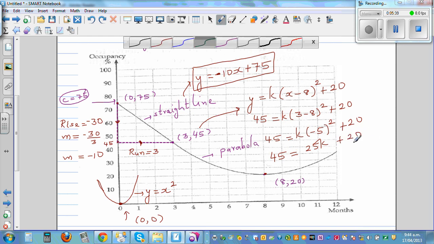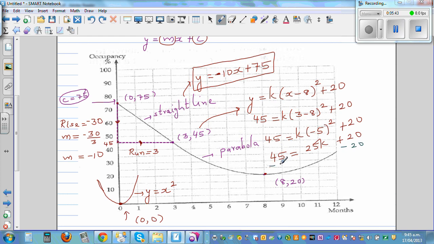So this has become a linear equation. I'm going to take 20 from both sides. 45 minus 20 is 25, so 25 equals 25k. Dividing both sides by 25, k is equal to 1. So the equation changes to y equals, k is 1 so you don't need to write it, simply x minus 8 the whole squared plus 20.